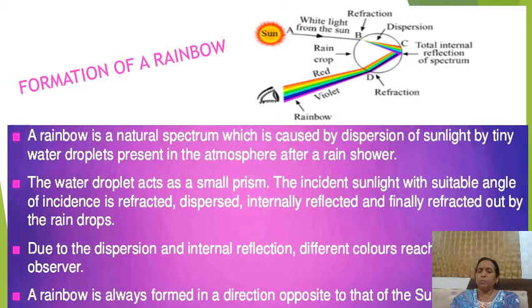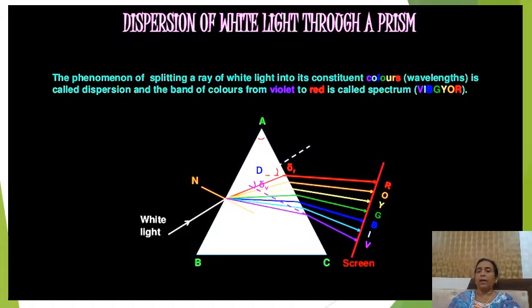So due to dispersion and internal reflection, different colors refract at different angles and reach the observer as a rainbow. A rainbow is always formed in a direction opposite to that of the sun. Dispersion of white light is nothing but the phenomenon of splitting of a ray of white light into its constituent colors with the help of a prism.